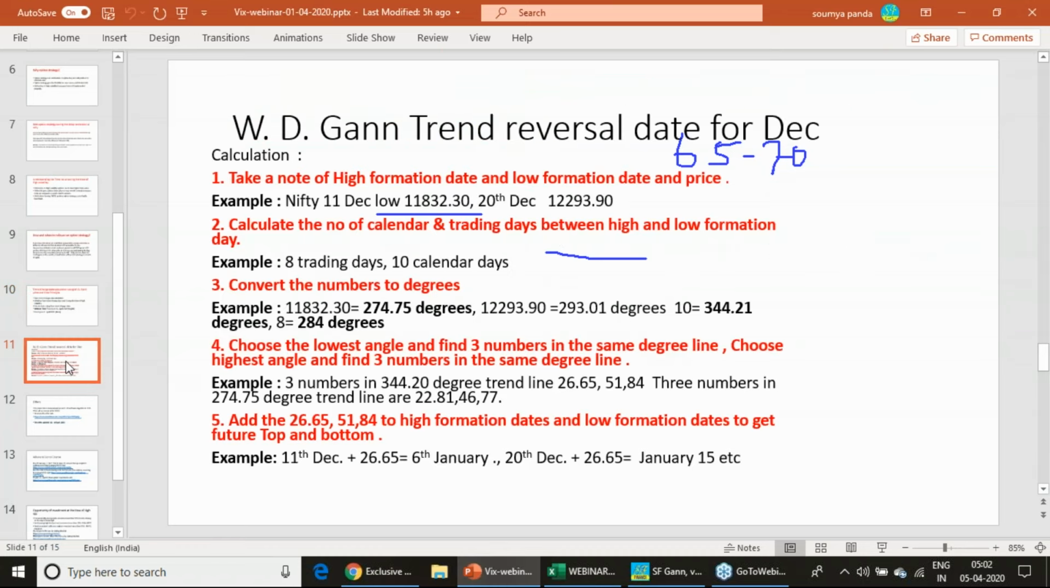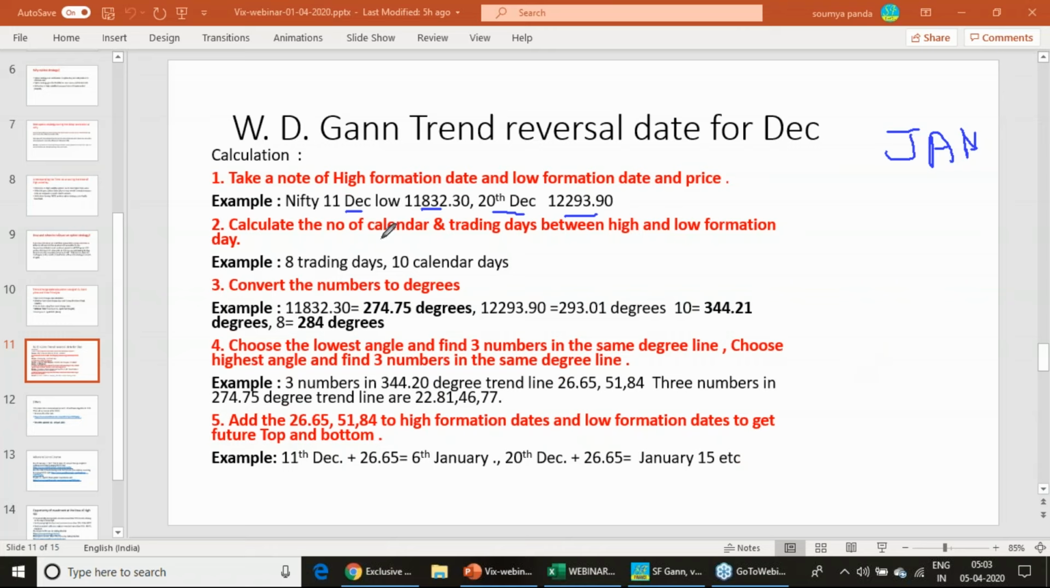First, I will go for the calculation aspect. What are the things we require? Suppose we are going to calculate for the month of January. We require, from the previous month of December, what was the high, what was the low, and on which date the high formed and on which date the low formed. So these are the four pieces of information we require: date of high formation, date of low formation, the highest price it has formed, and the lowest price it has formed. So these are the things we want.